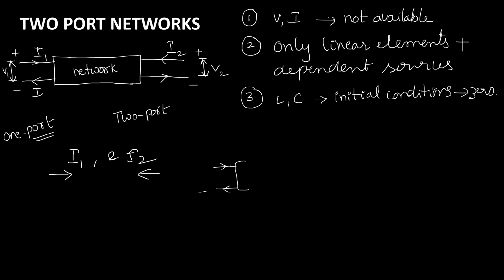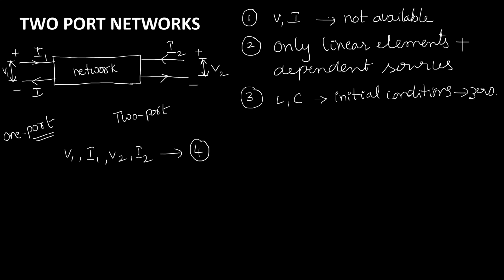Apart from this point, you have to remember the first three assumptions mentioned here. Now, coming to the types of networks, let me tell you there are four variables here: V1, I1, V2, I2. These are the four very important variables. Out of these four, two variables will be considered dependent variables and two will be considered independent variables. In two-port network concepts, dependent variables will be expressed in terms of independent variables.